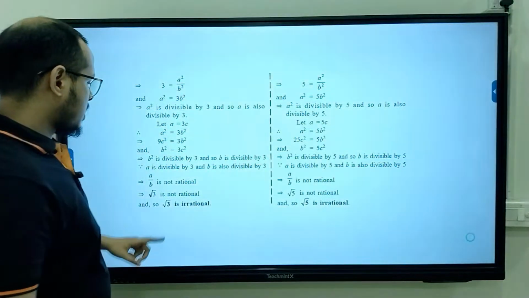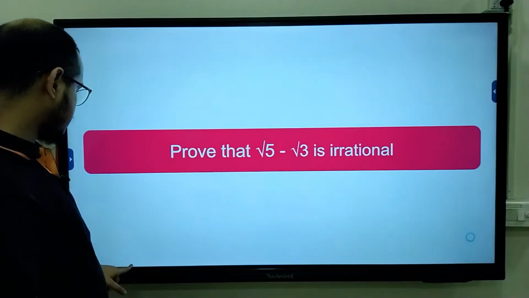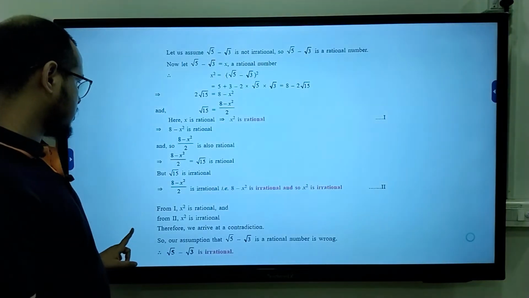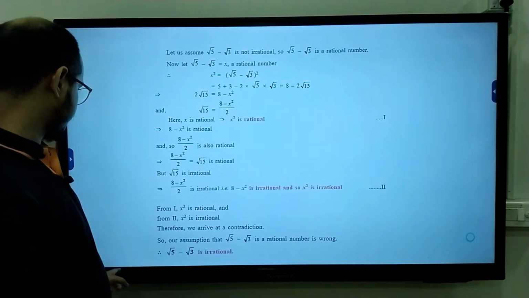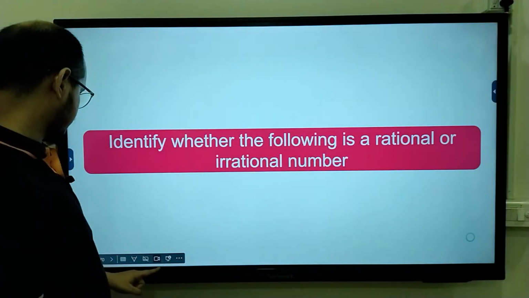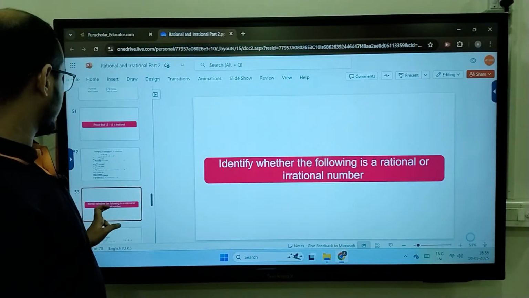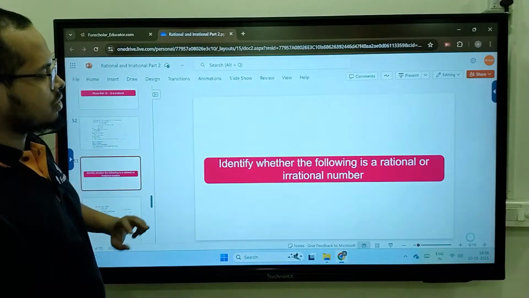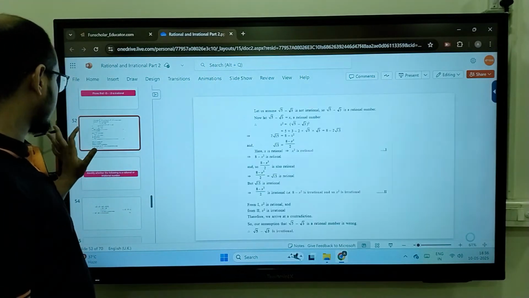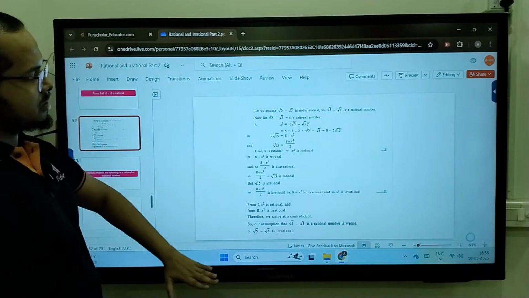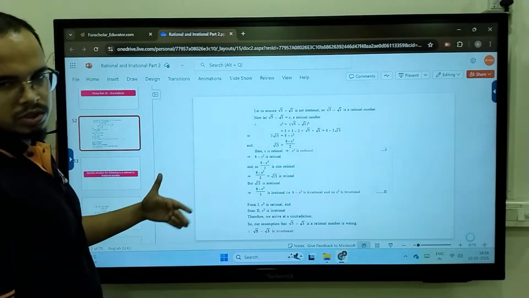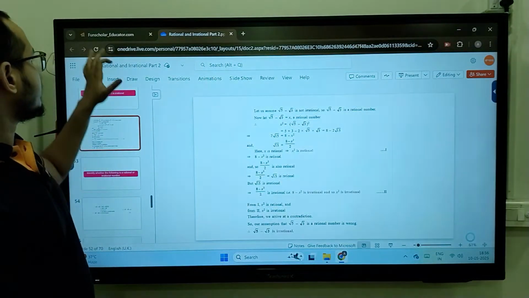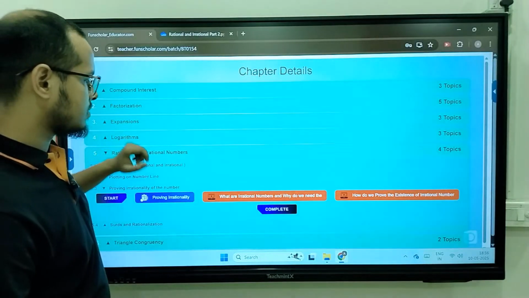Okay, I'll play another video regarding this again. Okay, one second. See, identify whether the following is a rational number or irrational number. First, let us assume this. This is one of the most important sums that will come. Let's see if we have a video regarding this.